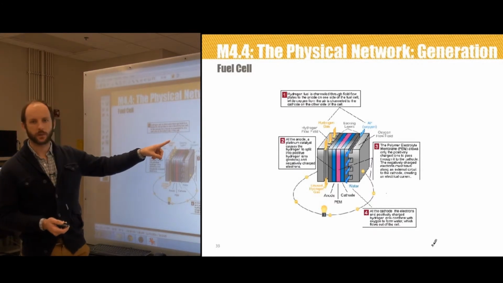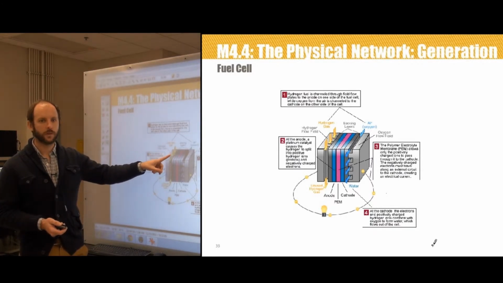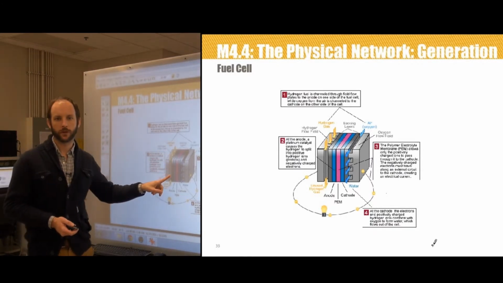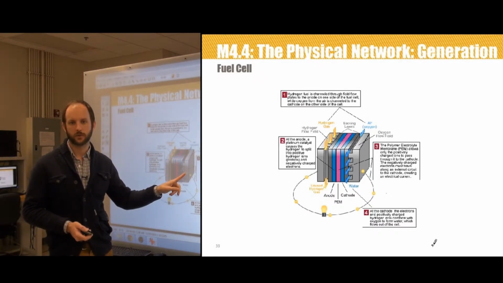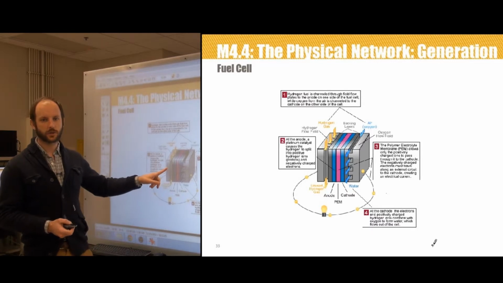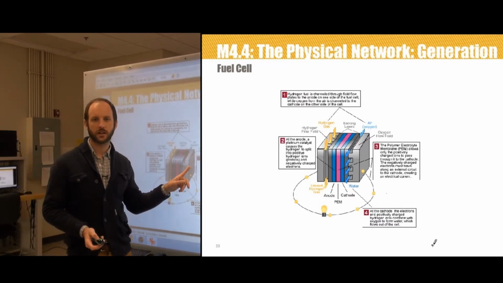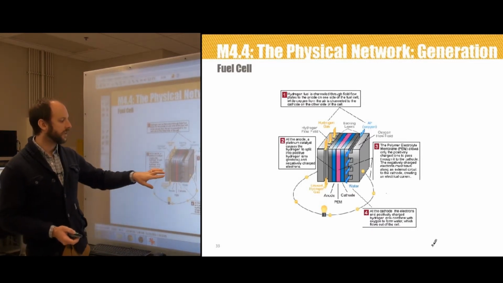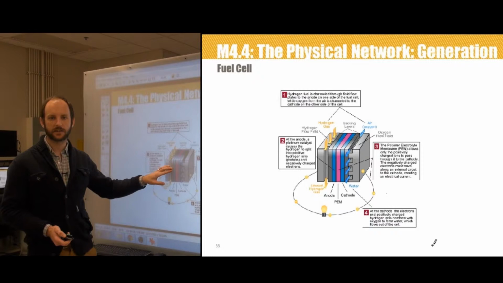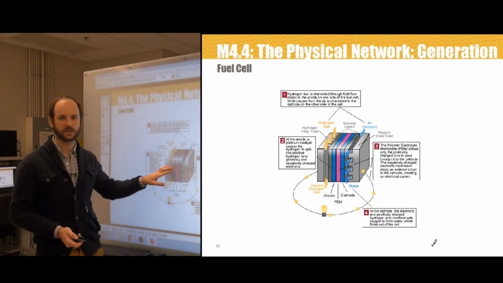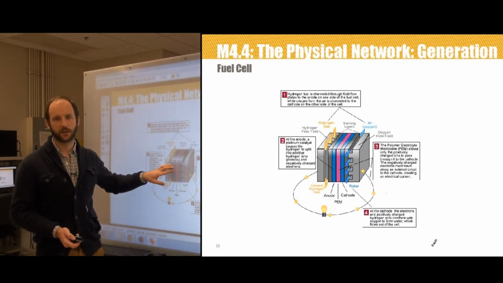What happens is that we've got hydrogen fuel that's channeled through plates on one side of the fuel cell, and oxygen is channeled through plates on the opposite side of the fuel cell. The hydrogen side here is called the anode, and the oxygen side here is called the cathode. At the anode, some sort of catalyst causes the hydrogen to become ionized, which means it's split into positive hydrogen ions, which in this case is just a proton, and a negative electron.